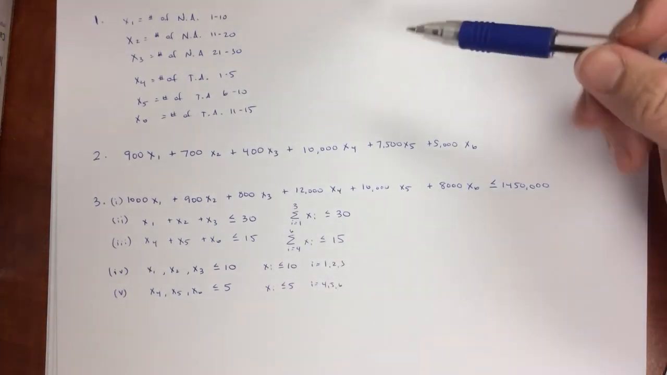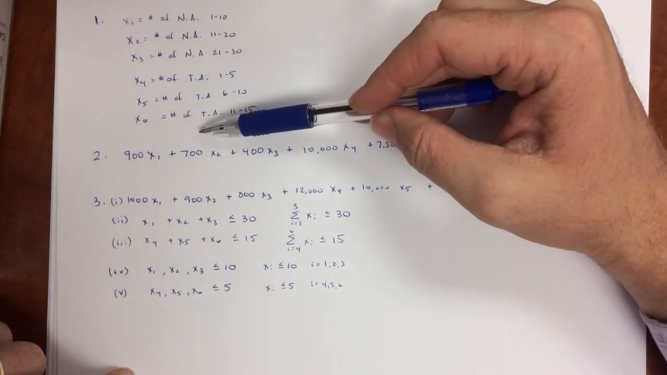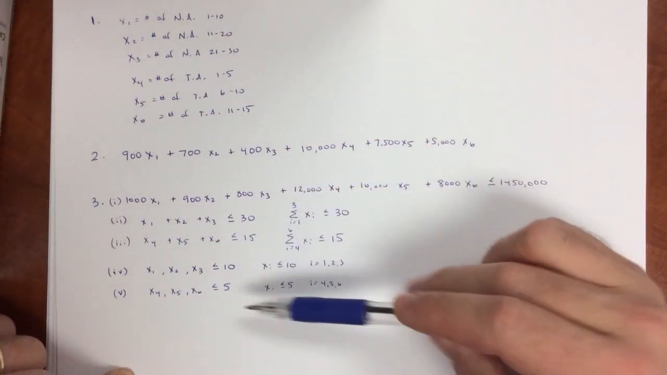And now we've set up our linear program. We've defined our variables, we've set up our objective function, and we've defined all the constraints.